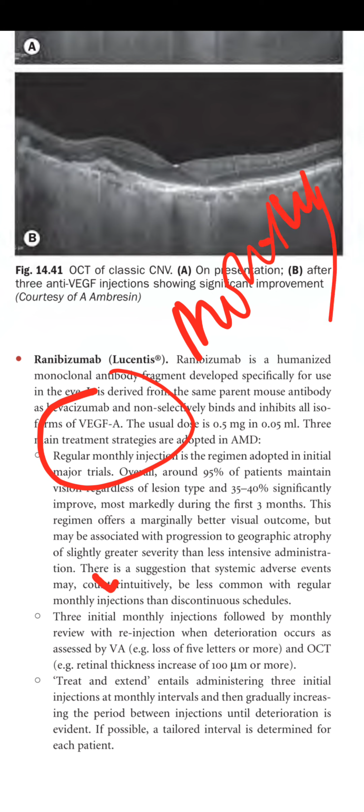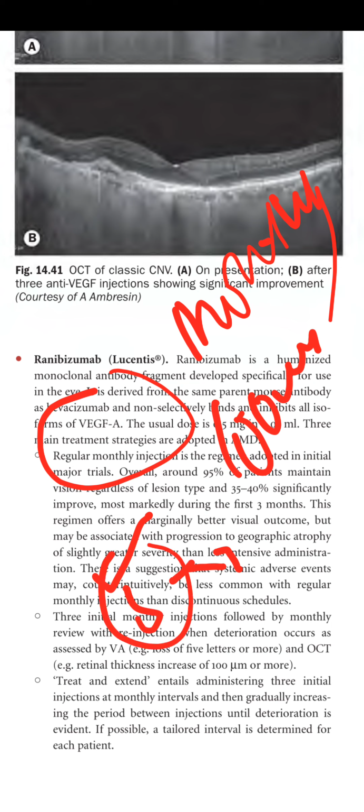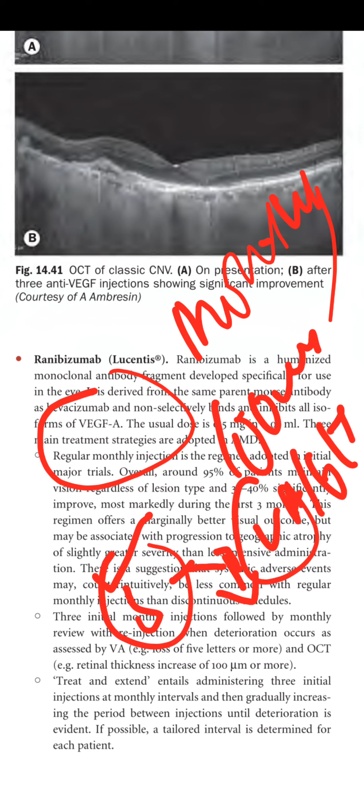The next is 3 initial monthly injections followed by monthly review, with re-injection when deterioration occurs, as assessed by visual acuity loss of 5 letters or more and an OCT retinal thickness increase of 100 micrometers or more. So first you just give monthly injections for 3 months, and then you follow with visual acuity and OCT. If there is a decrease in vision of more than 5 letters and an increase in thickness of 100 micrometers, you give a re-injection of 3 injections.